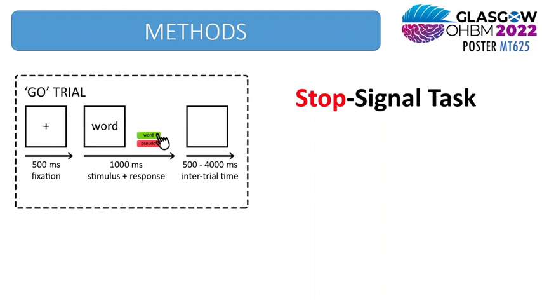It's an event-related paradigm consisting of 2 events. We have the go trials, where we present the participants with a letter string. This letter string is a word or a pseudo word, a word with no actual meaning. And they just have to respond as fast and accurately as possible whether it's a word or a pseudo word.